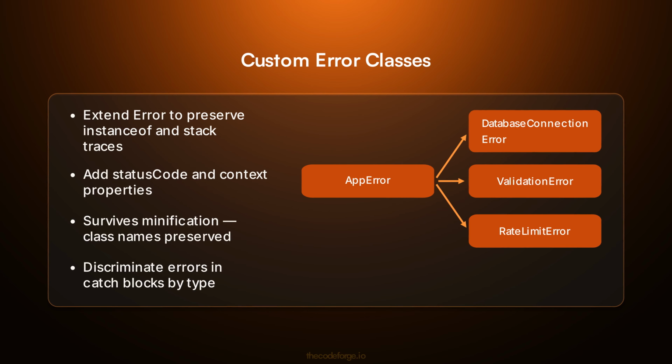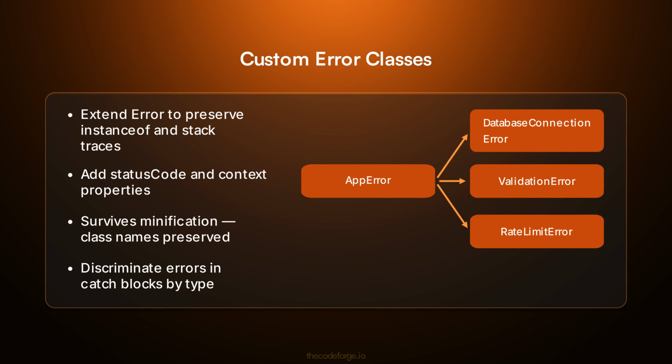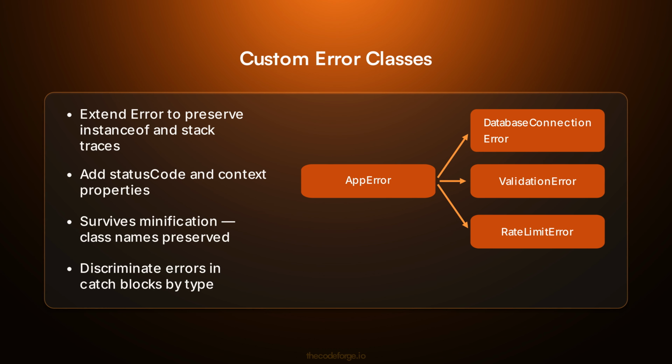Custom error classes that extend Error preserve instanceof checks and stack traces. Define a status code property for HTTP responses and a context object for serialization. This pattern survives minification because class names are preserved. In Next.js, these custom errors become powerful when paired with error boundaries.